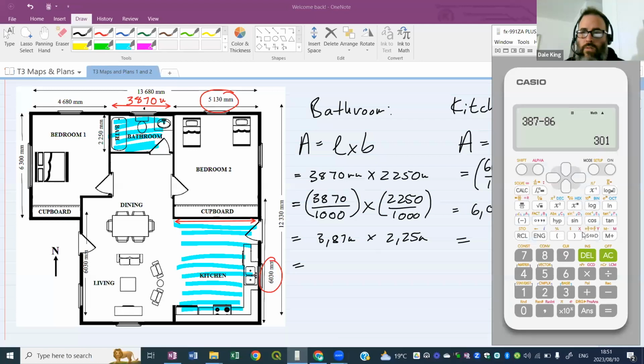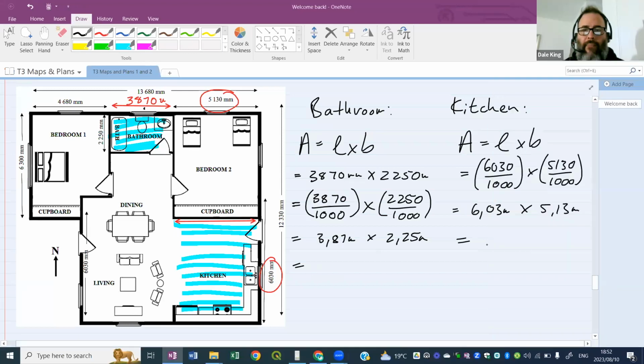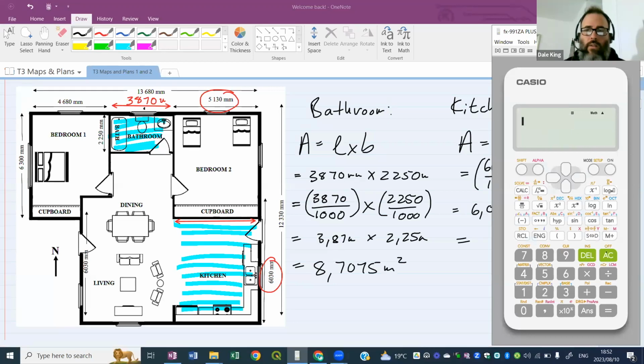All right, let's see what answers we're getting. Gabo, have you got answers for us? Yes. All right, what did you get for the bathroom? I got 8.7075 meters squared for the bathroom. And the other one? 30.9339 meters squared.